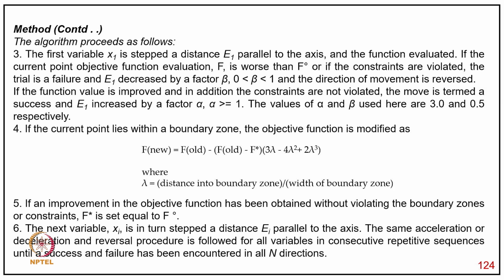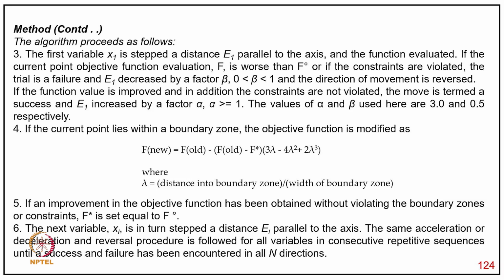Then the algorithm proceeds as follows. The first variable is stepped a distance e1 parallel to the axis, and then the current value of the objective function is evaluated, and it is checked whether the constraints are valid. If not, there is a failure and e1 decreases. So you decelerate the variables by a factor of beta, and you accelerate the variables by a factor of alpha. Here alpha and beta are usually taken as 3 and 0.5, which Rosenbrock proved in his 1960 paper in the Computer Journal. Coming to the current point, to find the objective function, f new equals f old minus f dash, as a function of this, where lambda is the distance from the boundary zone.